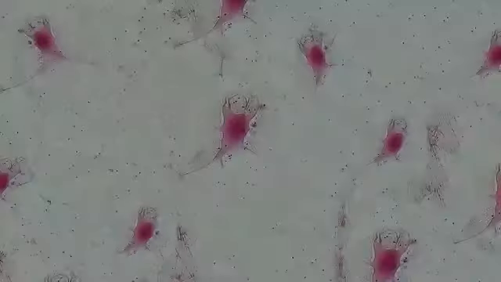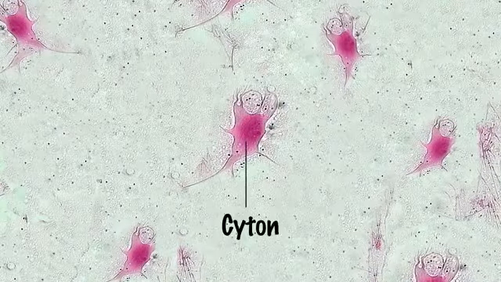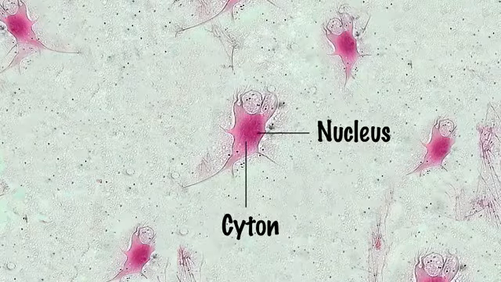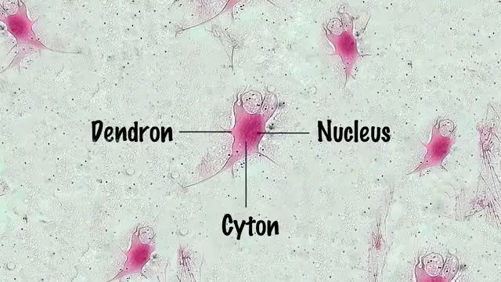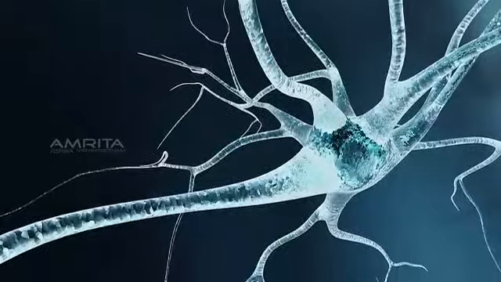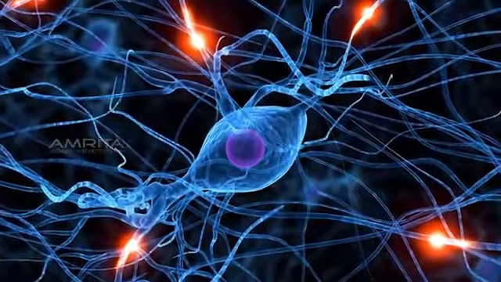Nerve cells. As observed, a nerve cell has a large body called cyton that contains a prominent nucleus. The cyton has cytoplasmic projections called dendrons. A dendron is a short, branched, thread-like extension of a nerve cell which conducts impulses towards the cell body.